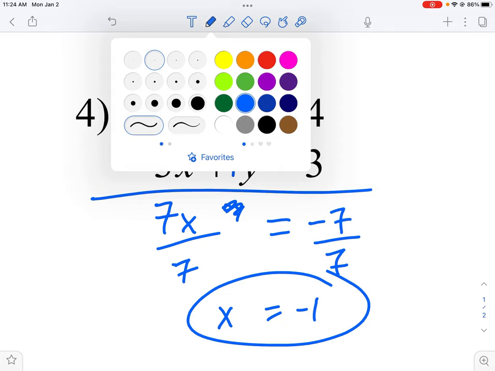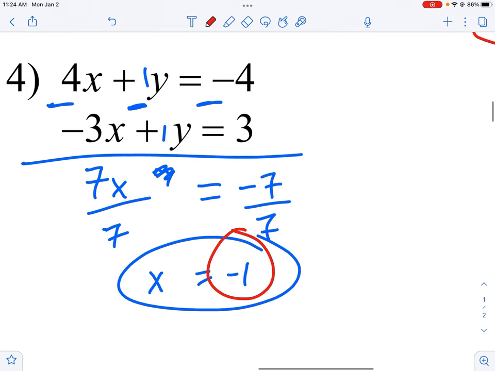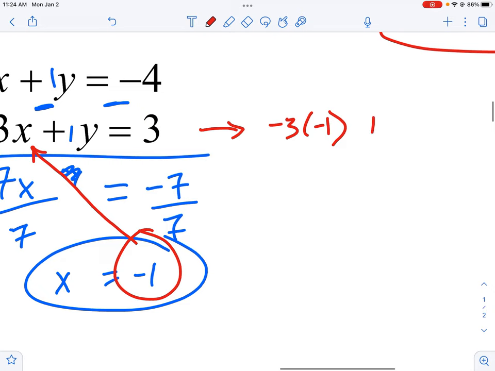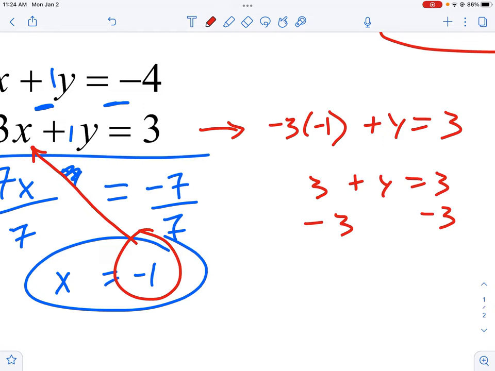Hooray, we got our number. But now we got to take this and plug it into one of our equations. You can put it in the bottom one. You can put it in the top one. Let's put it in the bottom one this time because we can. So that's going to make this negative 3 times negative 1, and then we got plus y equals 3. Well, negative 3 times negative 1 is positive 3. And I can finish solving just by subtracting 3 because the number in front of y is just 1.